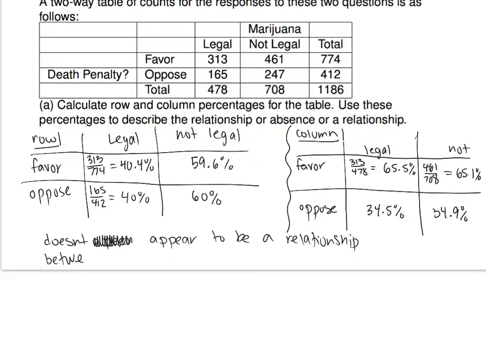Between death penalty opinion and legalization opinion. But let's actually do a chi-squared test to figure it out, to check for certain.